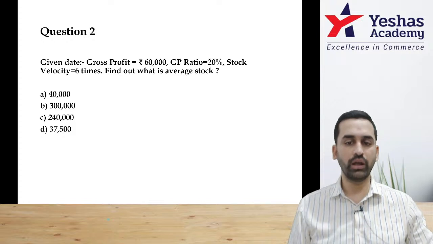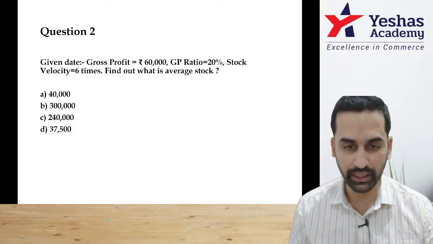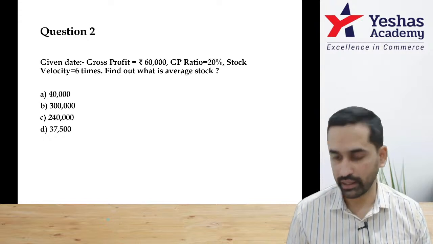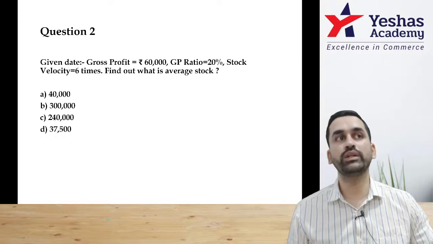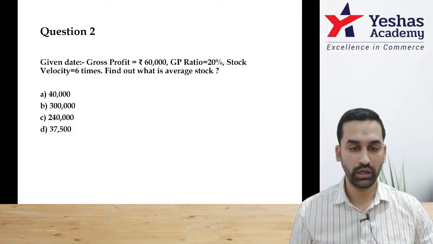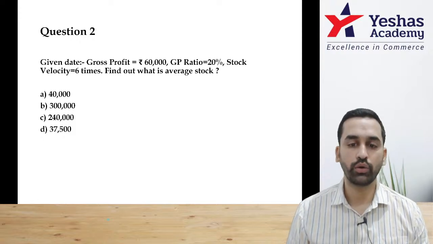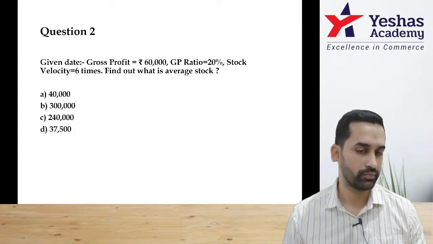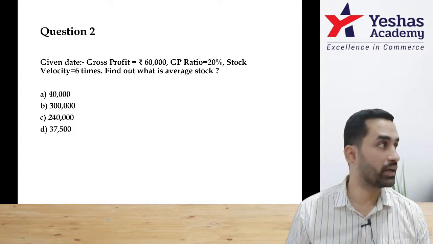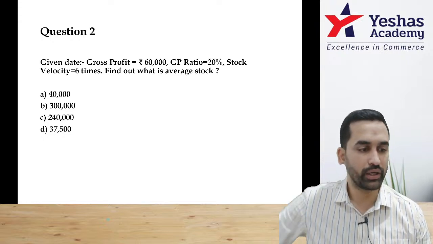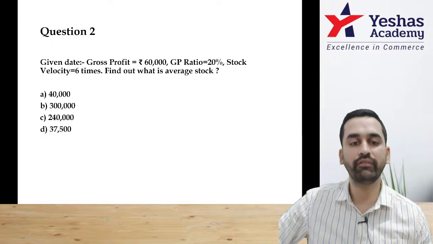Therefore, which formula can I use? By the way, sir, we know inventory turnover ratio, stock velocity. Correct. So inventory turnover ratio is equal to cost of goods sold divided by average inventory. Now, do we have cost of goods sold? No, but we can find out because you have GP with you, you have GP percentage with you. From there, you can do a reverse working. I will wait for a minute.